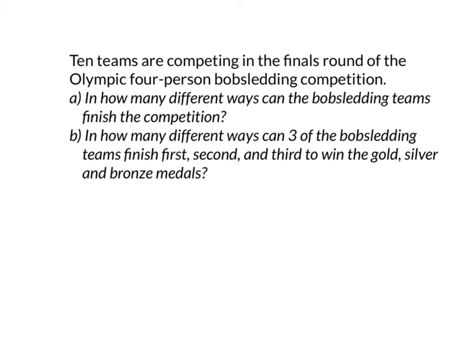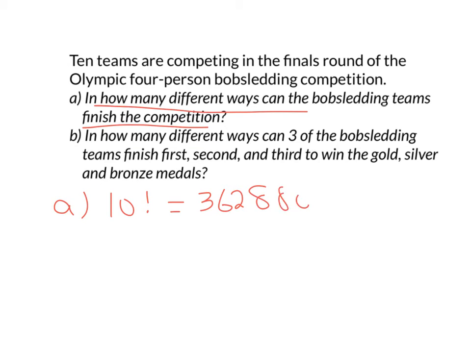Okay, let's see if we can try some factorial stuff here. 10 teams are competing in the final round of the Olympic 4-person bobsledding competition. Part A: how many different ways can the bobsledding teams finish the competition? Okay, that's all the teams. How many different orders can they finish? Well, that's a permutation. That's because it'd be 10 teams have a choice for the first spot, and then you have 9 teams left, then 8 teams left to finish, then 7 teams left. So it's just 10 factorial. So I'm punching that in, go to 10, hit math, PROB, find your exclamation point, and I think I messed up my last slide. No, I didn't. 3,628,800. So that's close to what I had a minute ago, but there's 3 million different ways that those teams can finish, which is also crazy when you think about it.